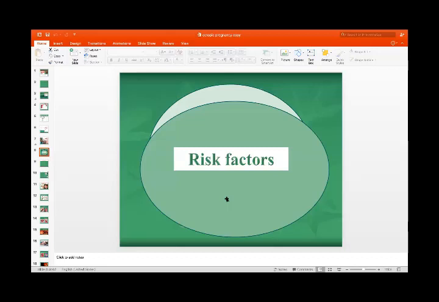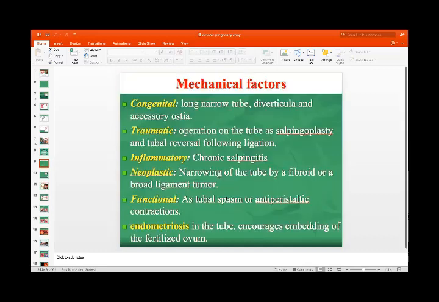Now, what are the factors which contribute towards ectopic pregnancy? There are various factors which are responsible for ectopic gestation. Mechanical factors related to the fallopian tubes are congenital: the tube may be long, narrow, diverticular, or have accessory ostia. Traumatic: any operation on the tube such as salpingoplasty and tubal reversal after tubal ligation may lead to ectopic gestation. Any inflammation, chronic salpingitis, or any tumor which may lead to narrowing of the tube, such as a fibroid or a broad ligament tumor. Functional: tubal spasm or antiperistaltic contractions. Endometriosis in the tube encourages embedding of the fertilized ovum.